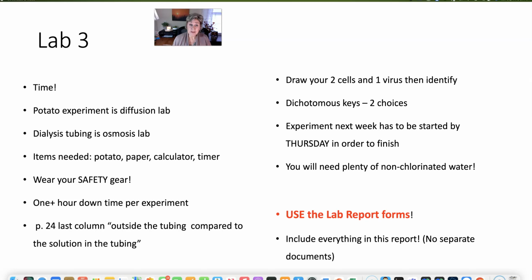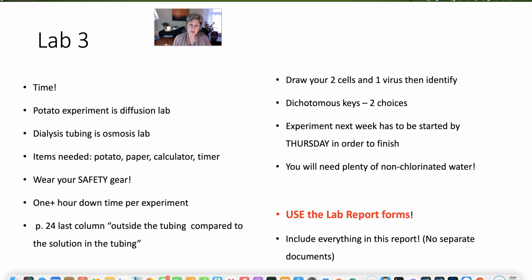You can identify birds this way, and plants, and all types of cells. So what does dichotomous mean? It gives you two choices. For example, with viruses: is this a DNA virus or an RNA virus? Two choices. You don't have a third. It's got to be one or the other. Which one is it?